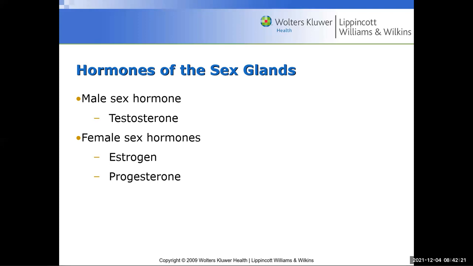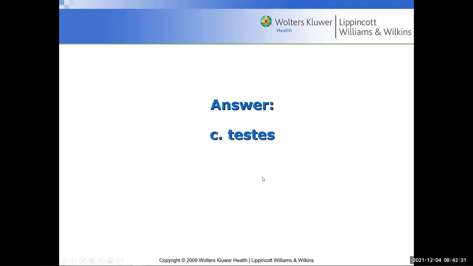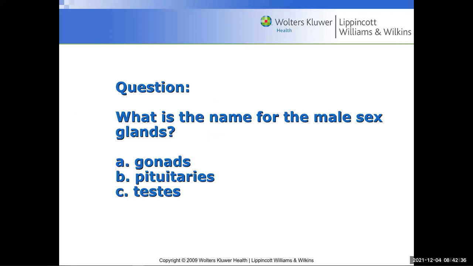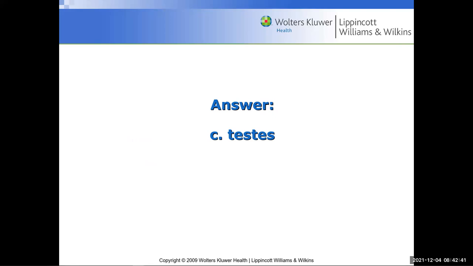So male testosterone, female is predominantly estrogen and progesterone. All right, so what is the name for the male sex glands? These, of course, will be the testes. And why are the testes located outside of the body? As we will learn when we look at reproduction, because lower temperatures favor sperm production.